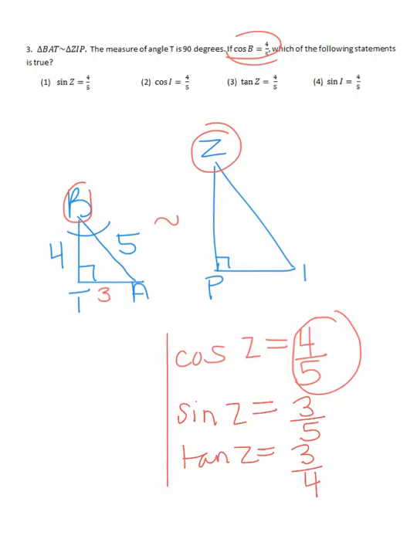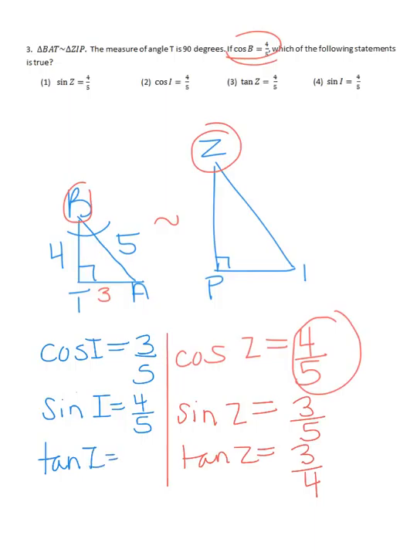Now let's do this for I. So cosine of I is equal to adjacent over hypotenuse, so that's 3/5. Sine of I is equal to opposite over hypotenuse. And tangent of I is equal to opposite over adjacent. So let's just check to see again if any of these are here.